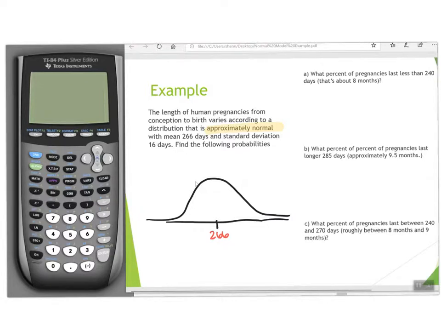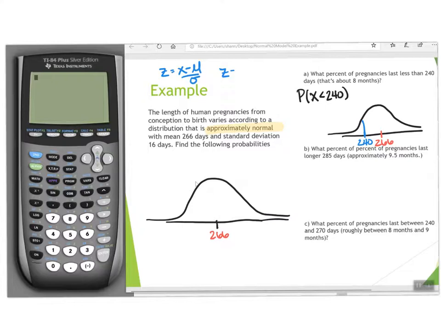And the first one says, what percent of pregnancies last less than 240 days? That's about 8 months. So drawing a curve again, setting the mean to 266, we go ahead and locate 240, which is to the left of 266. Now, what we need to do is find a z-score. To find the z-score, remember z is equal to x minus mu divided by sigma.